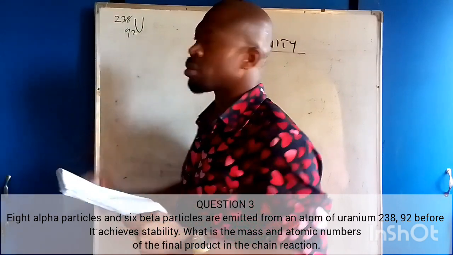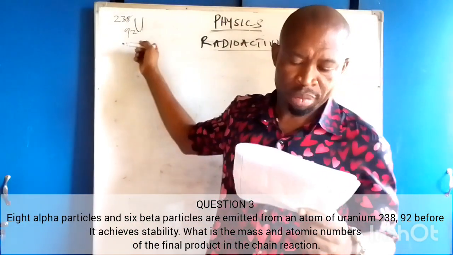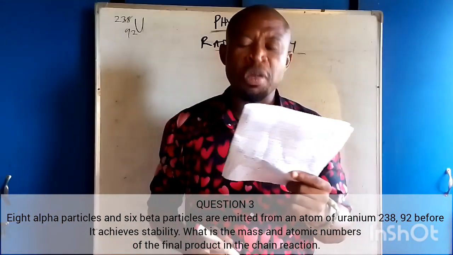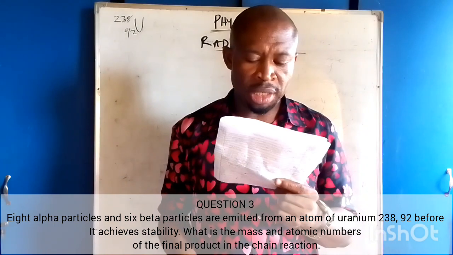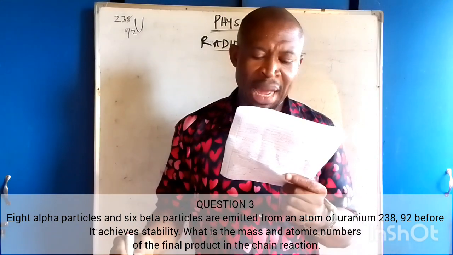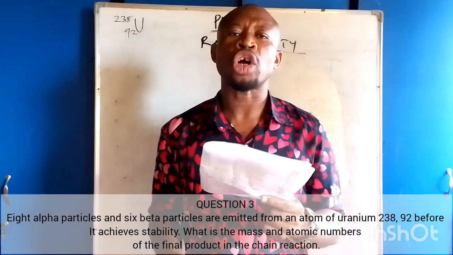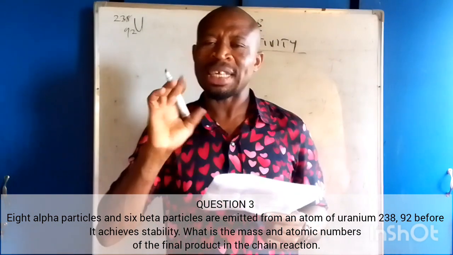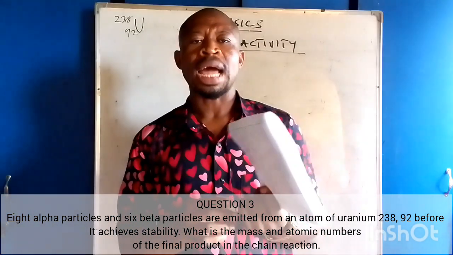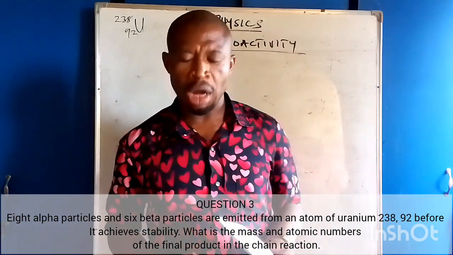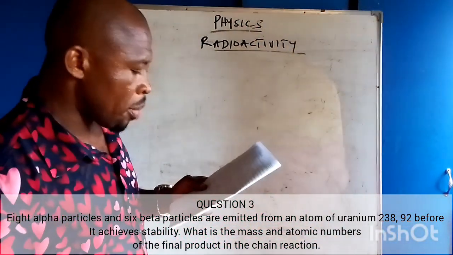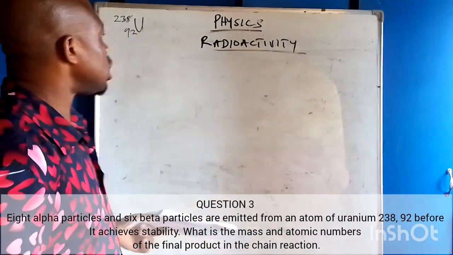Uranium-238 (92) emits 8 alpha particles and 6 beta particles before it achieves stability. What is the mass number and the atomic number of the final product in the chain reaction?